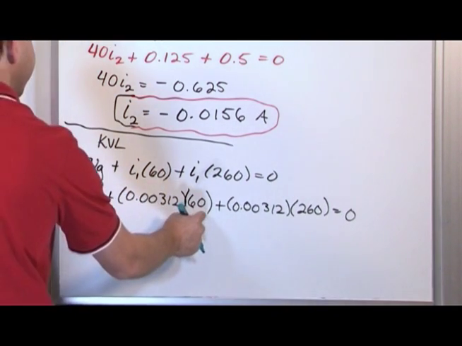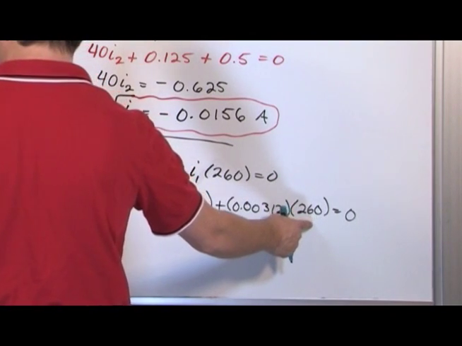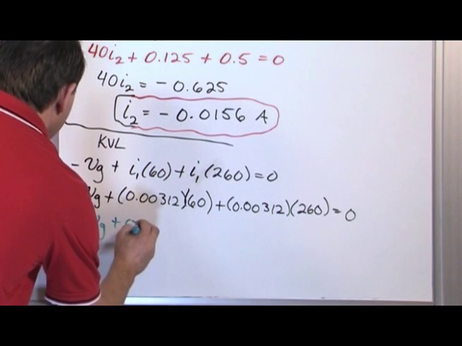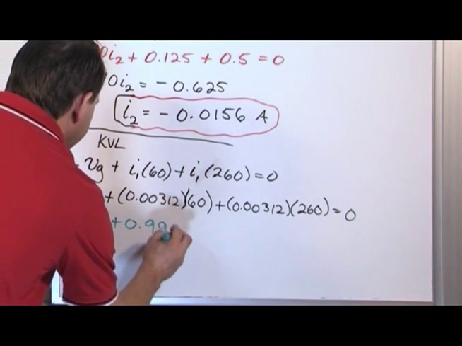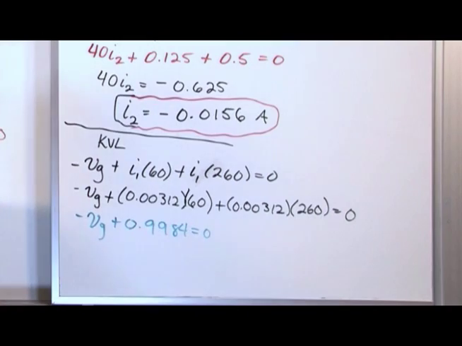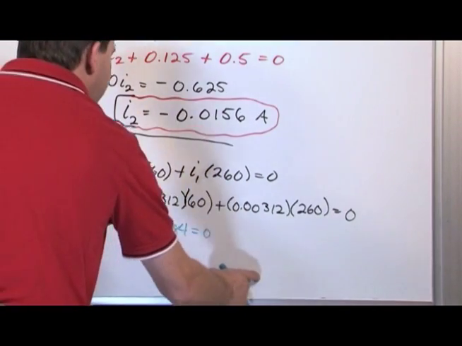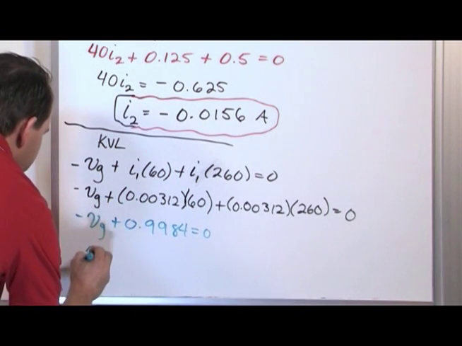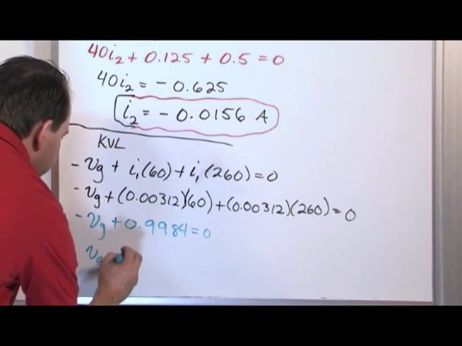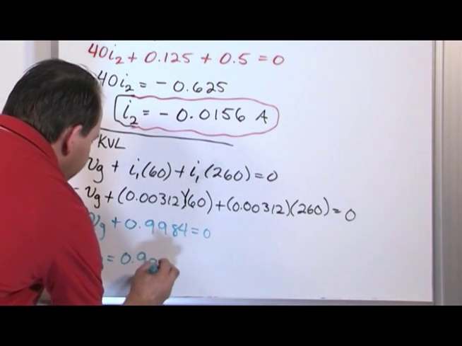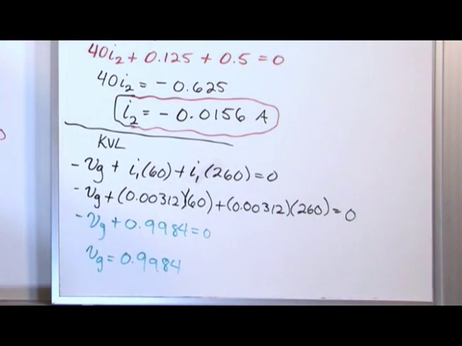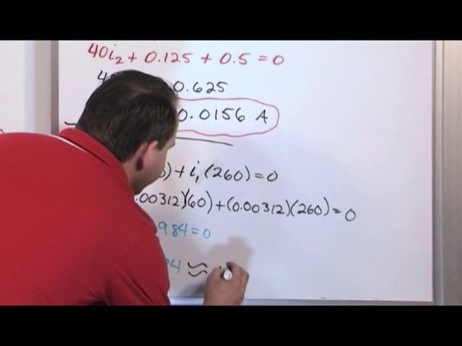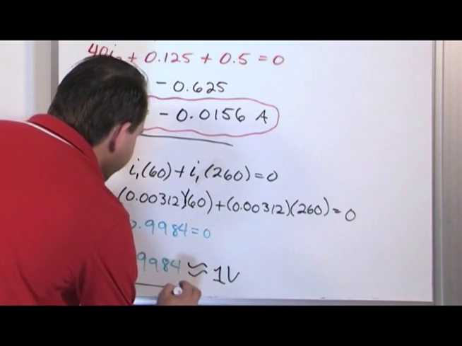When you take this times 60 and this times 260, multiply and you add them together, what you're going to get is 0.9984, and that's equal to 0. And so when you move this guy over to the other side, it's going to be negative, and then you divide by this negative, you'll get a positive. VG is equal to 0.9984. And then when you look back at all the rounding and the decimals we've done everywhere, you realize that this is pretty darn close to 1 volt, which is really the answer that we're seeking here. This is the final answer.